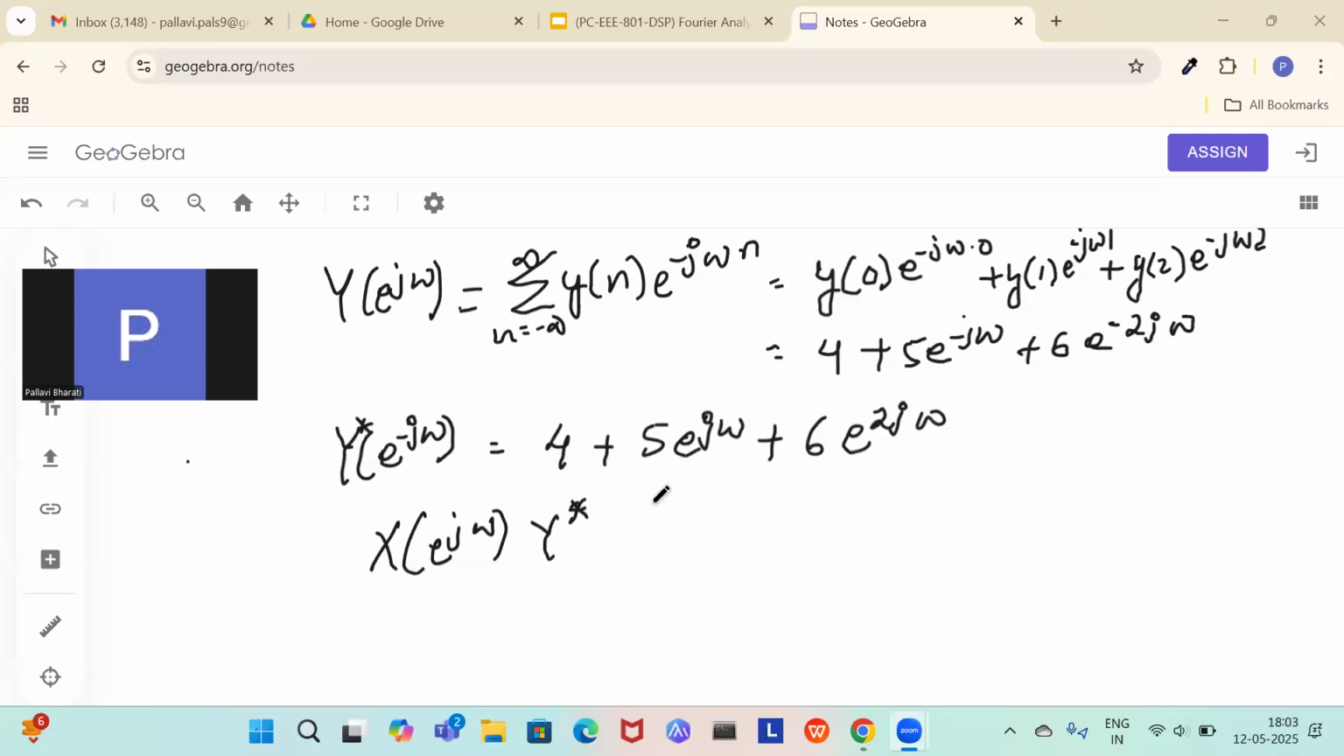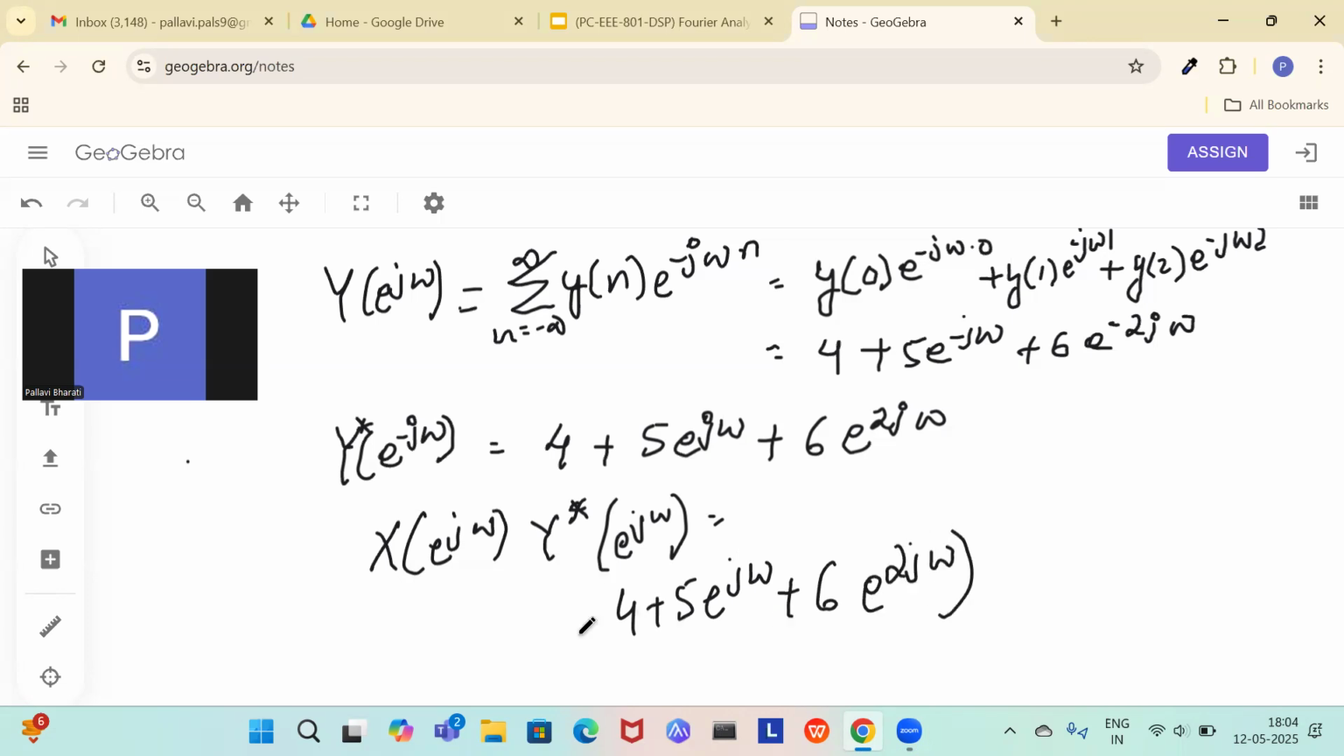Okay. So here what we will be doing is Y star e of j omega, that is coming to be, you have to multiply this one. So 4 plus 5 e to the power j omega plus 6 e to the power of 2j omega. This is the Y star, the conjugate of Y of j omega.